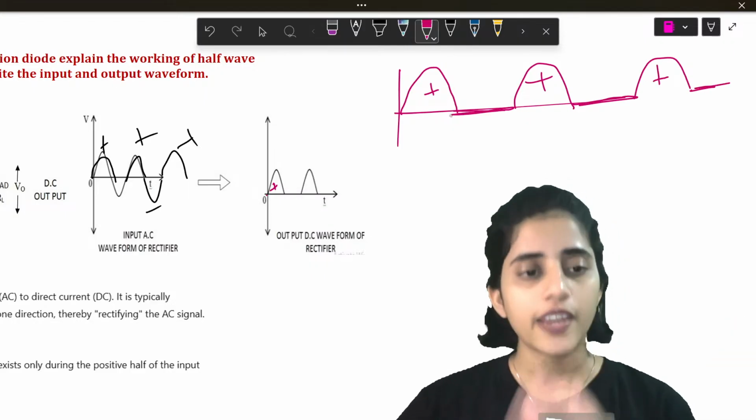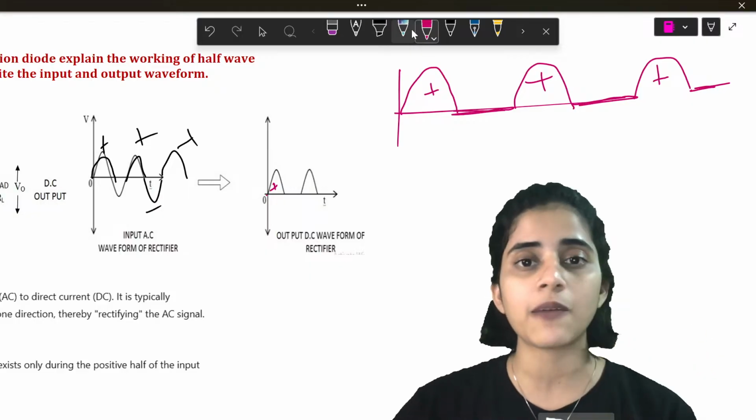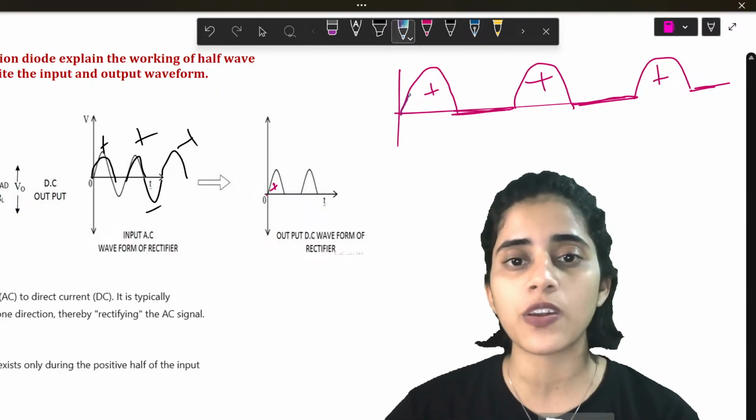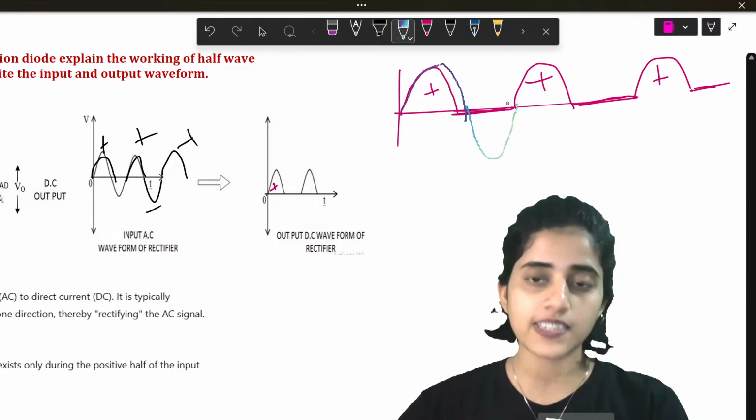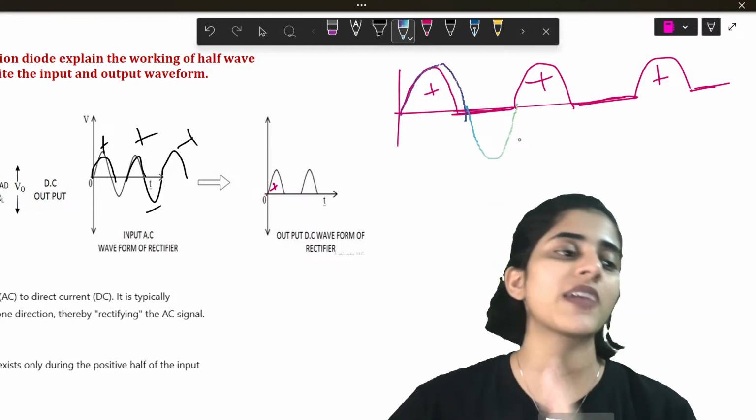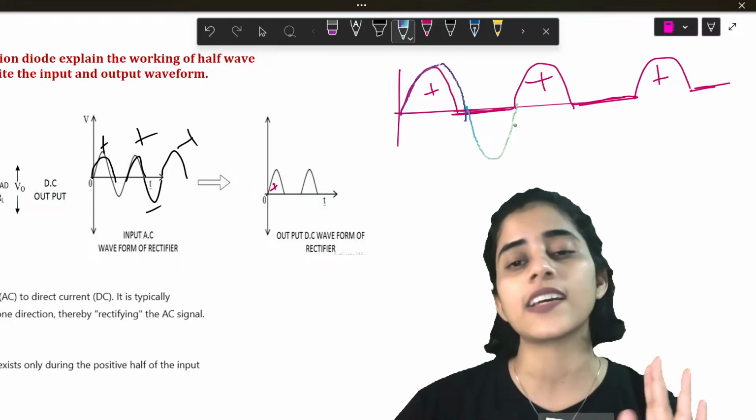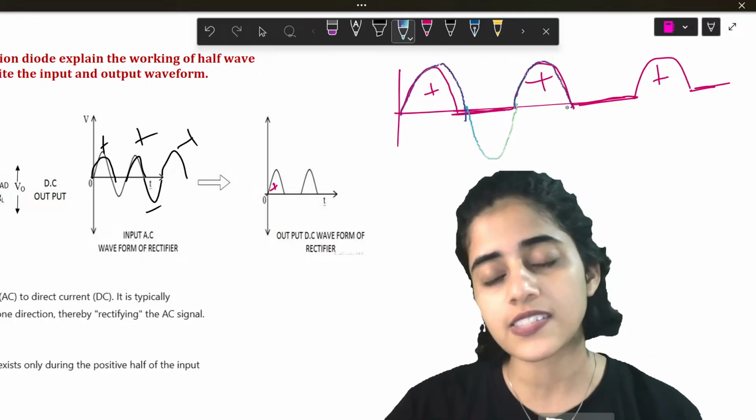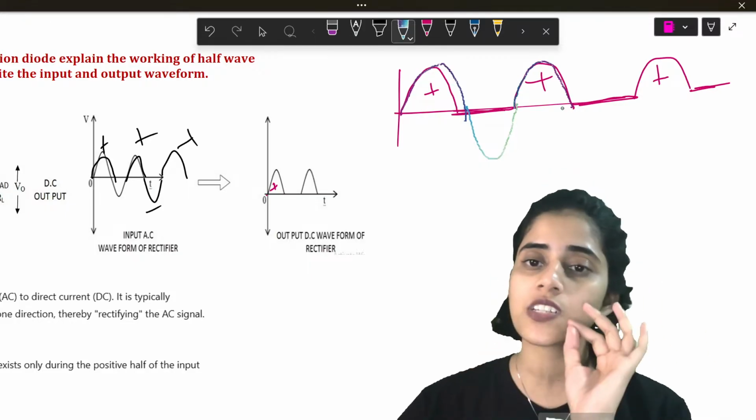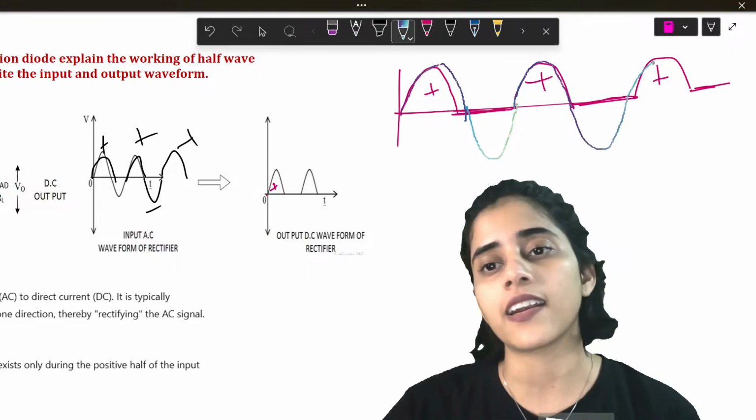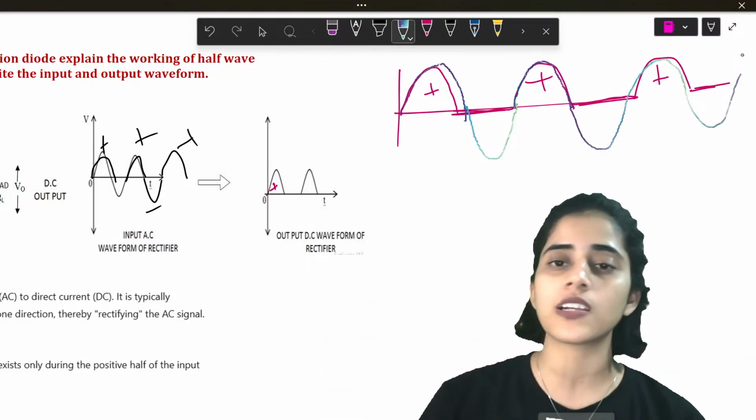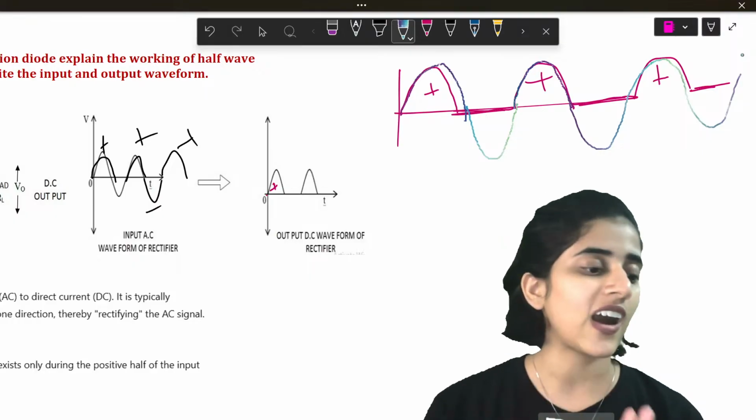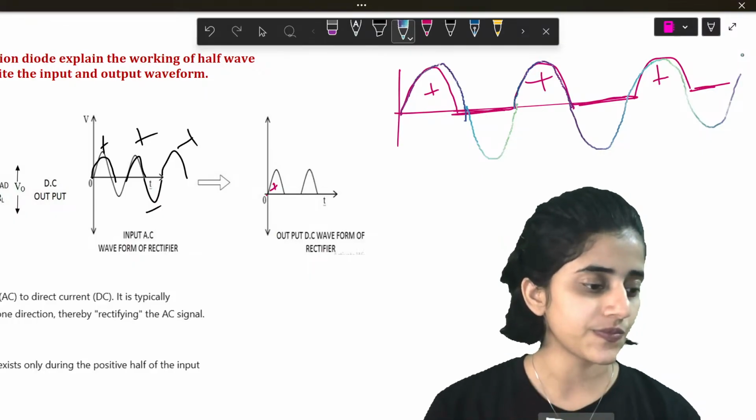Okay. Now, when does this happen? I will draw the simultaneous AC waveform here. So, see, when the AC signal is negative, that is when A becomes negative. That is when the diode does not conduct. So when the sine wave or the AC signal is positive, A is positive, it will conduct. So the colorful line that you see is your input signal. The pink line is your output signal.